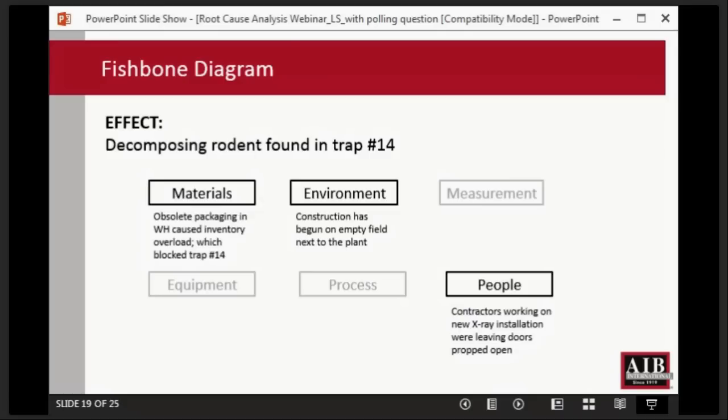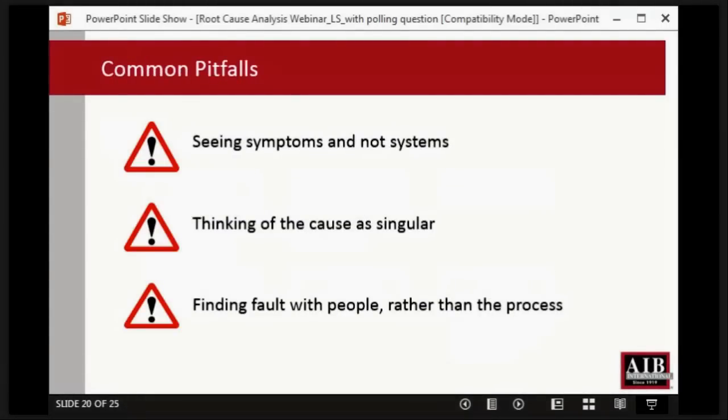Materials: obsolete packaging in the warehouse caused inventory overload, and it was stored in front of that trap, so that trap was never accessed. So it's very important that we apply and drill down to find out exactly what the root cause was. And in that case, they had improper storage, which did not allow for the trap to be checked.